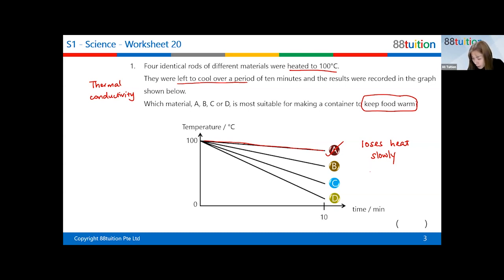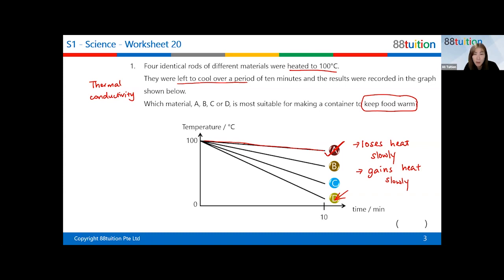Very good. So anything that actually loses heat slowly will also gain heat very slowly. You all recall that? So whenever something loses heat slowly, it will also gain heat slowly. So that is what you all got to always remind yourself. So now you want a container that can help to keep food warm. Isn't this going to be the material that you will choose? If you're going to choose something like D, right? Okay, if you look at D, the temperature actually dropped very, very quickly to even room temperature, 25 degrees Celsius probably.